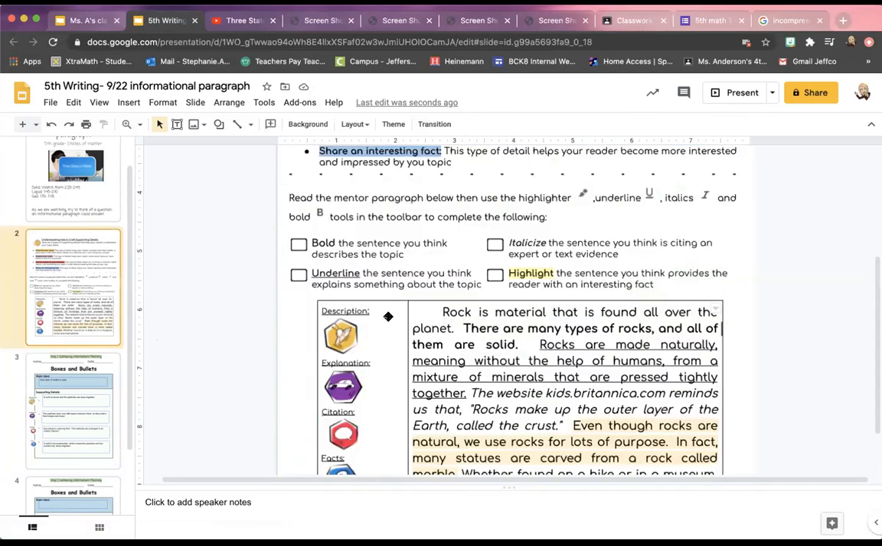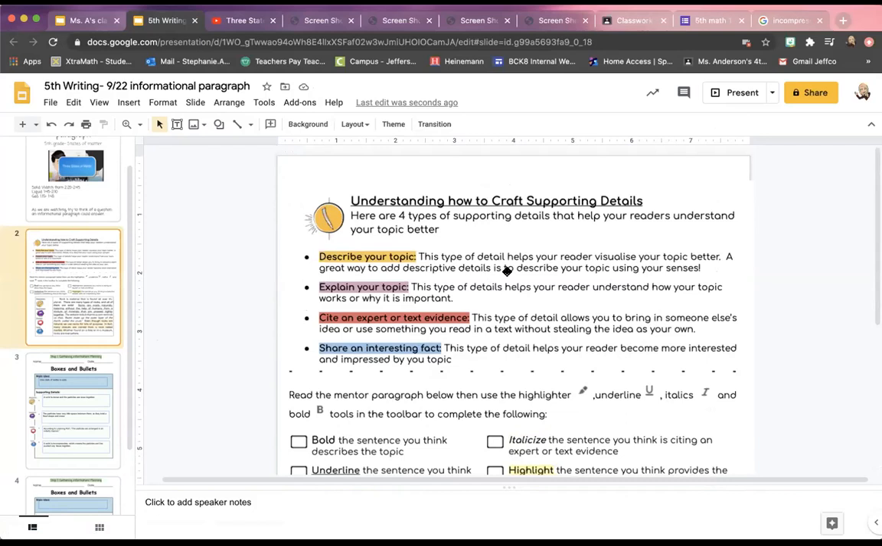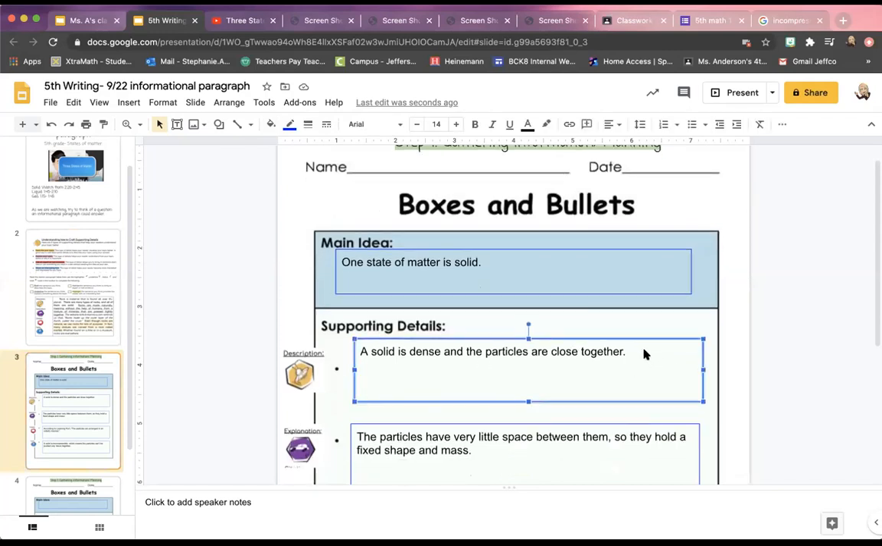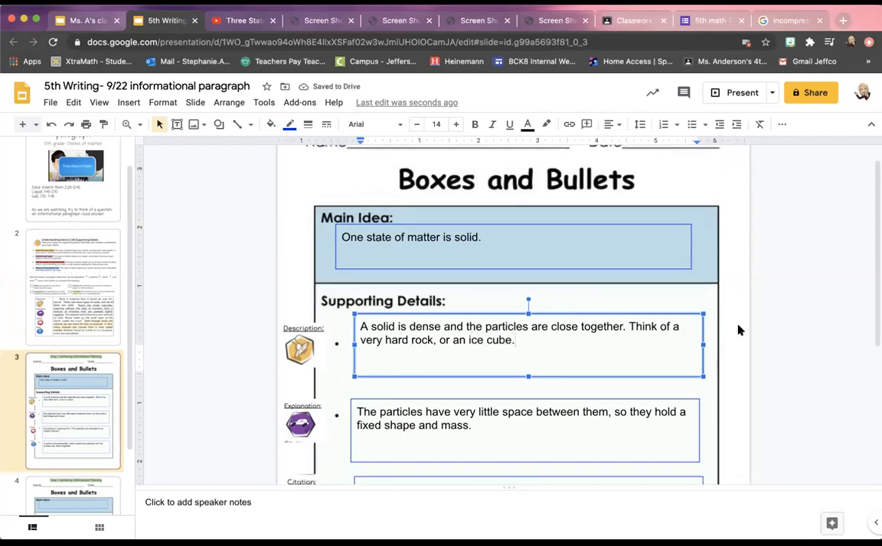Okay, I get it. I'm going to go back and double check. Helps you visualize it better. A descriptive detail uses your senses. The dense and the particles are close together. I don't know if that's really using my senses, so I'm going to add a little bit more here. I'm going to say, think of a, what's something someone could visualize? A very hard rock, that's a solid. Or, what's something else I think of when I think of a solid? Or an ice cube, because that's what we've used a lot of. That's going to help better describe it.